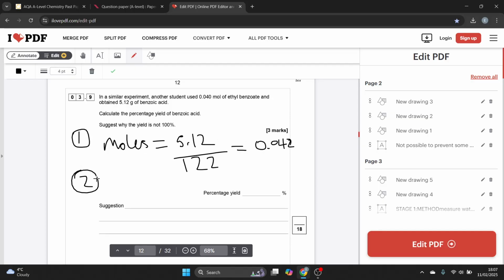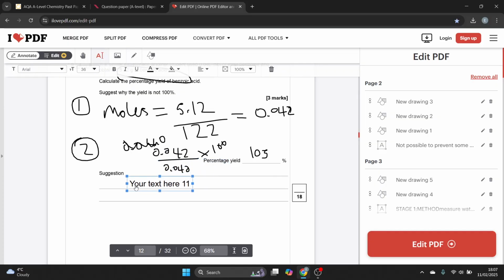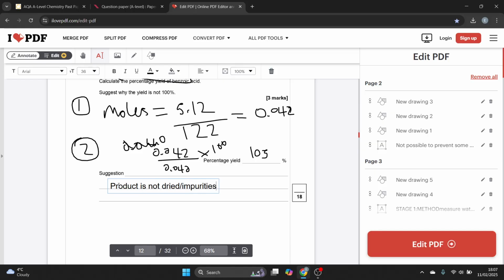Then to calculate percentage yield of benzoic acid, I'm going to do 0.040. No, sorry, no. 0.042, because that's how much I obtained. So 0.042 over 0.040 times 100, 105%. Then it says suggest why the yield is not 100%. The idea is the product is not dried, or impurities are present in the product.